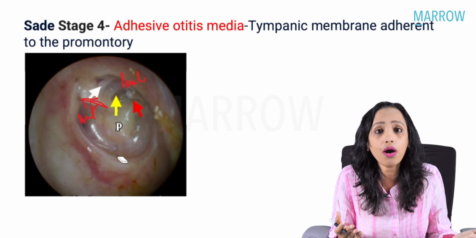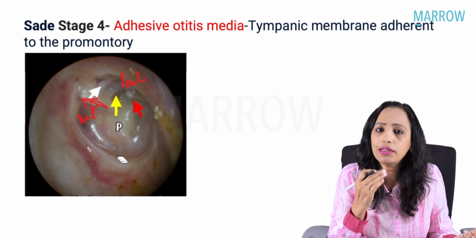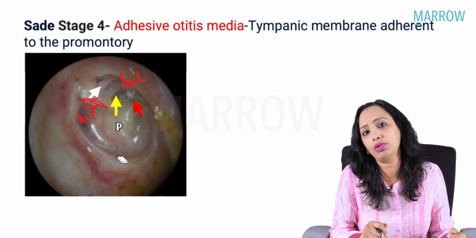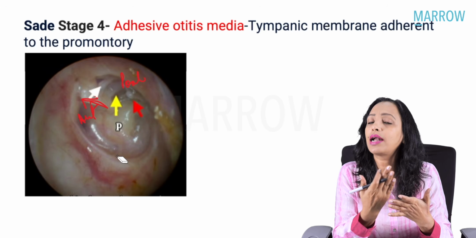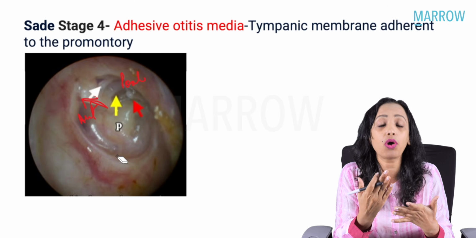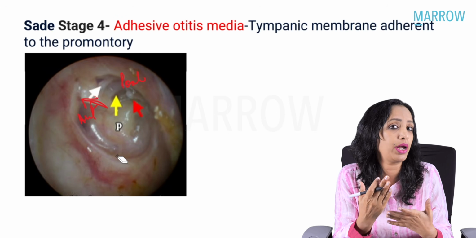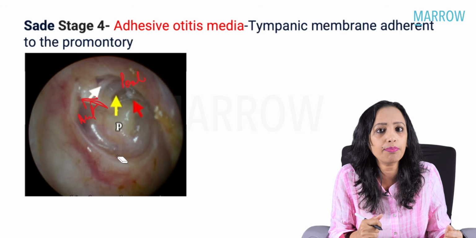No, we cannot. By just having a look at the tympanic membrane, we will never be able to make that out. How can we make that out? Yes, we can make that out by seeing whether the tympanic membrane is mobile or not, by seeing the mobility of the tympanic membrane. And how do we check for the mobility of the tympanic membrane?